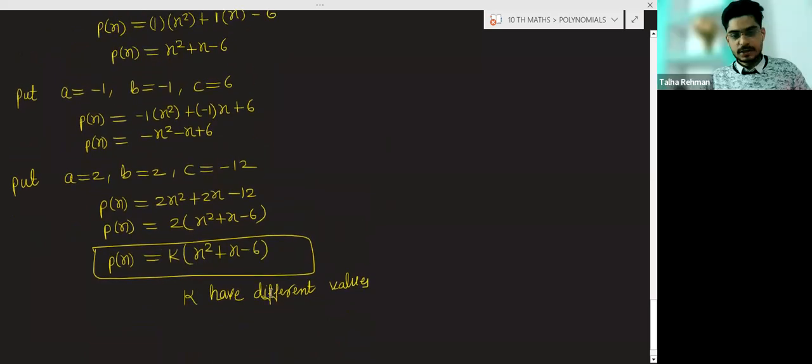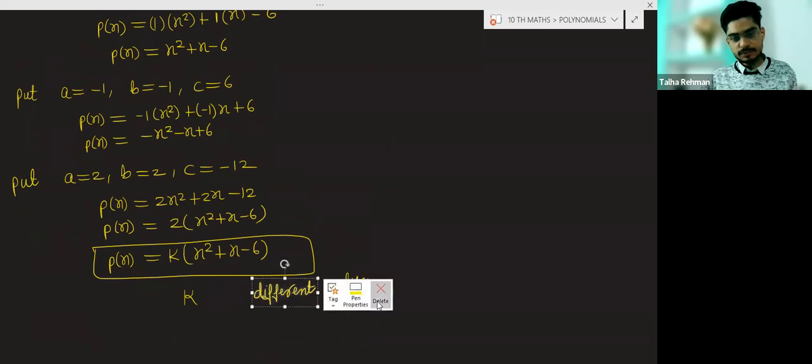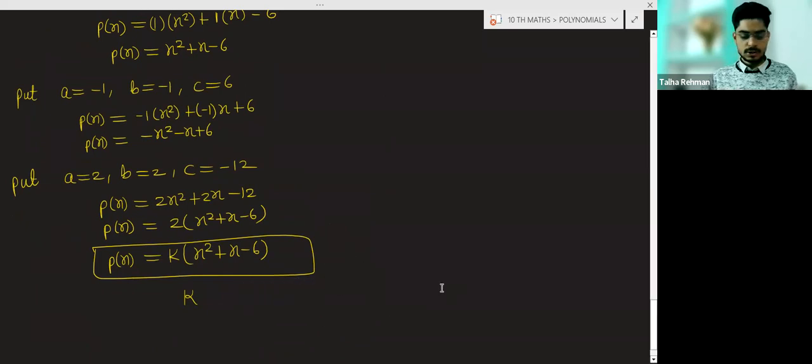You can write k have different values, or it is better to write k is a real number. K is a real number.